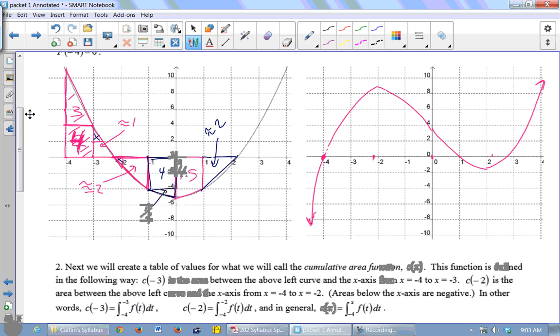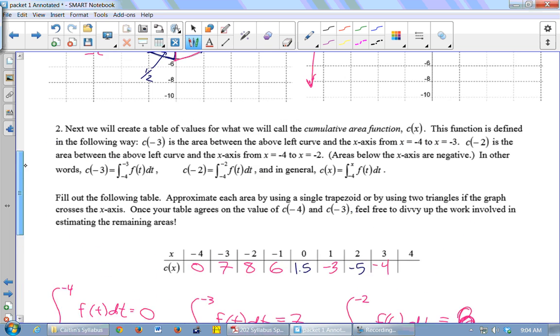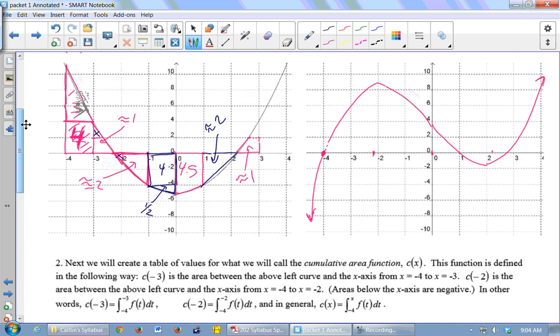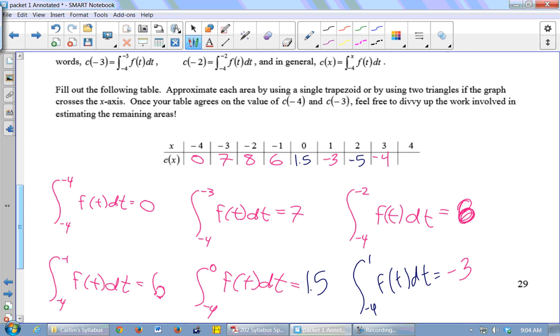All right, and now I'm above the x-axis again. So I have this piece, which we said was about 1. So I got to add 1 because it's above the x-axis. So I get -4. I'm going to stop writing the integrals down. And then this last one, got this trapezoid and it has area 7. So I'm going to add 7. -4 plus 7 is 3.